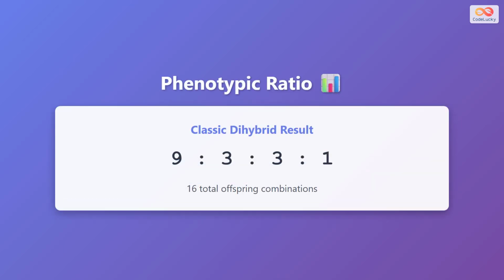When we cross two heterozygous parents for both traits, the offspring show a classic phenotypic ratio of 9:3:3:1. This means out of 16 total offspring combinations, 9 will show both dominant traits, 3 will show the first dominant and second recessive, 3 will show the first recessive and second dominant, and 1 will show both recessive traits. This ratio is a hallmark of independent assortment.